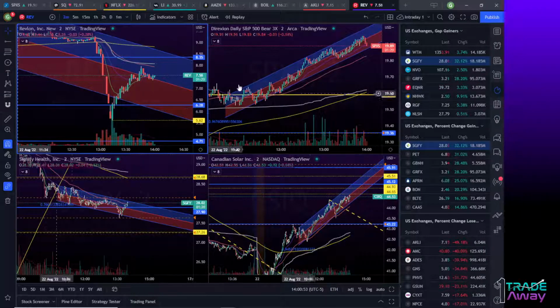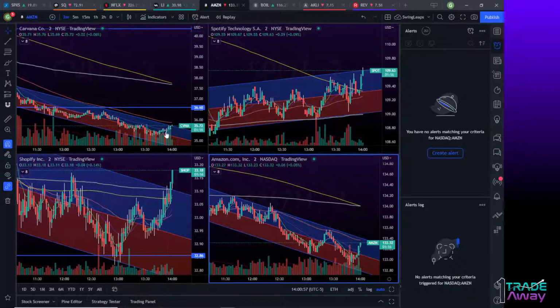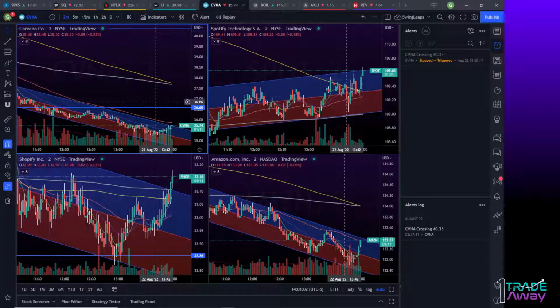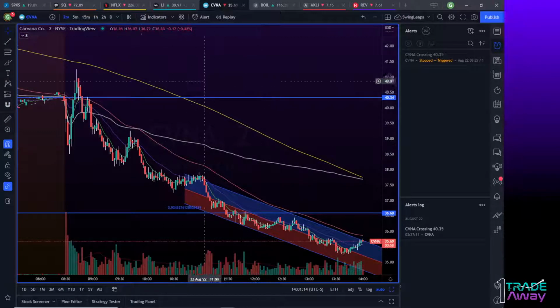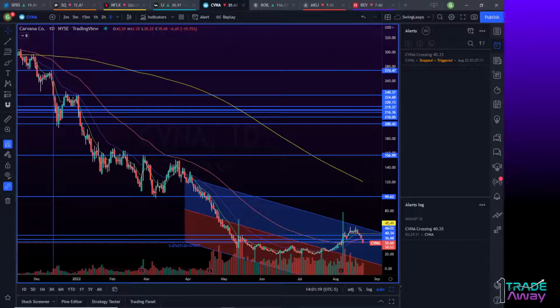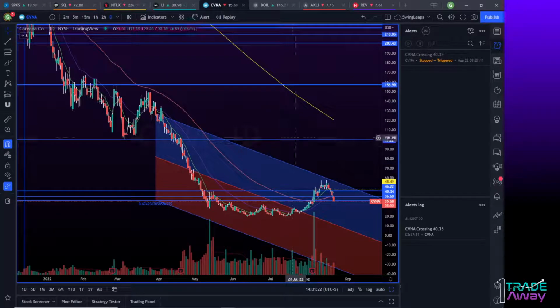Now, getting to the meat and potatoes of this conversation, I'll hop over, let's say on this chart, we've got Shop, Carvana, Spot, and Amazon. Let's take Carvana, for instance. When we talk about swinging, you're simply applying the same concepts, but you're zooming out, right? So on the swing setup, instead of looking at a 2-minute chart, I'm going to go to my 1 day chart. Same concepts. I've got my 8, my 21, my 55, and my 200, right?